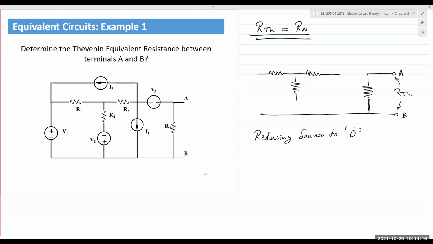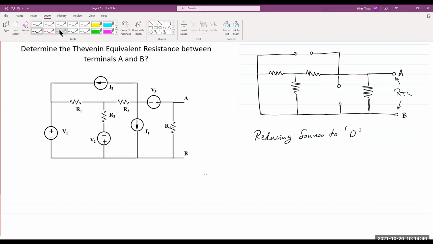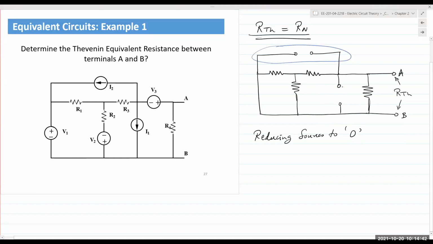So you set it up correctly by drawing out the resistors, and then replacing the voltage sources with a short circuit. This is going to be a short, and the current sources are replaced with an open circuit. Now, you don't have to draw these out. I'm just drawing it for the purposes of explanation.